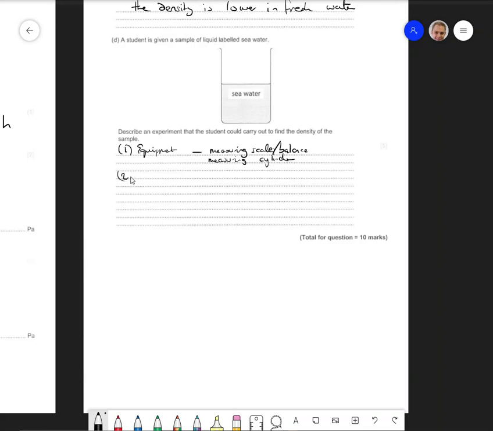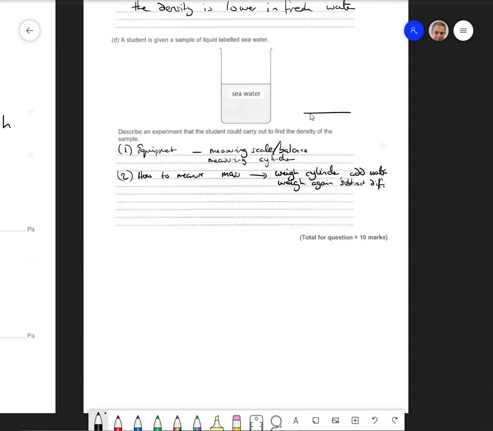You need to talk about how to measure the mass, which in this case is: weigh the cylinder, add water, weigh again, and then subtract the difference. Okay, so yeah, or use zero, anything like that would be fine.